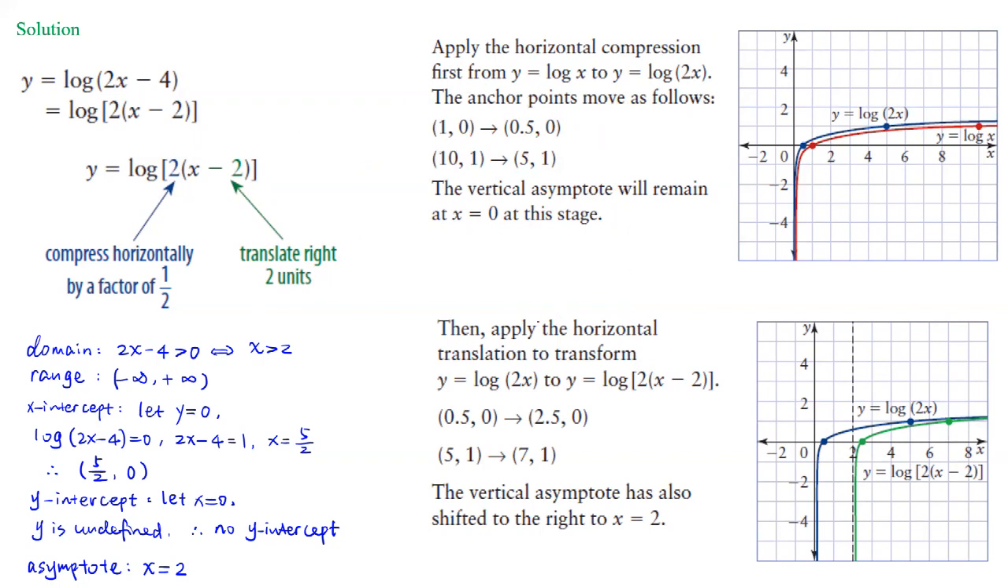The next step is to apply the horizontal translation to transform y equals log base 10 of 2x to y equals log base 10 of twice the difference between x and 2. So the anchor points now become (2.5, 0) and (7, 1). And of course, the vertical asymptote has also shifted to the right to x equals 2, as shown in the green curve here. The green curve is the final curve we're looking for, right?